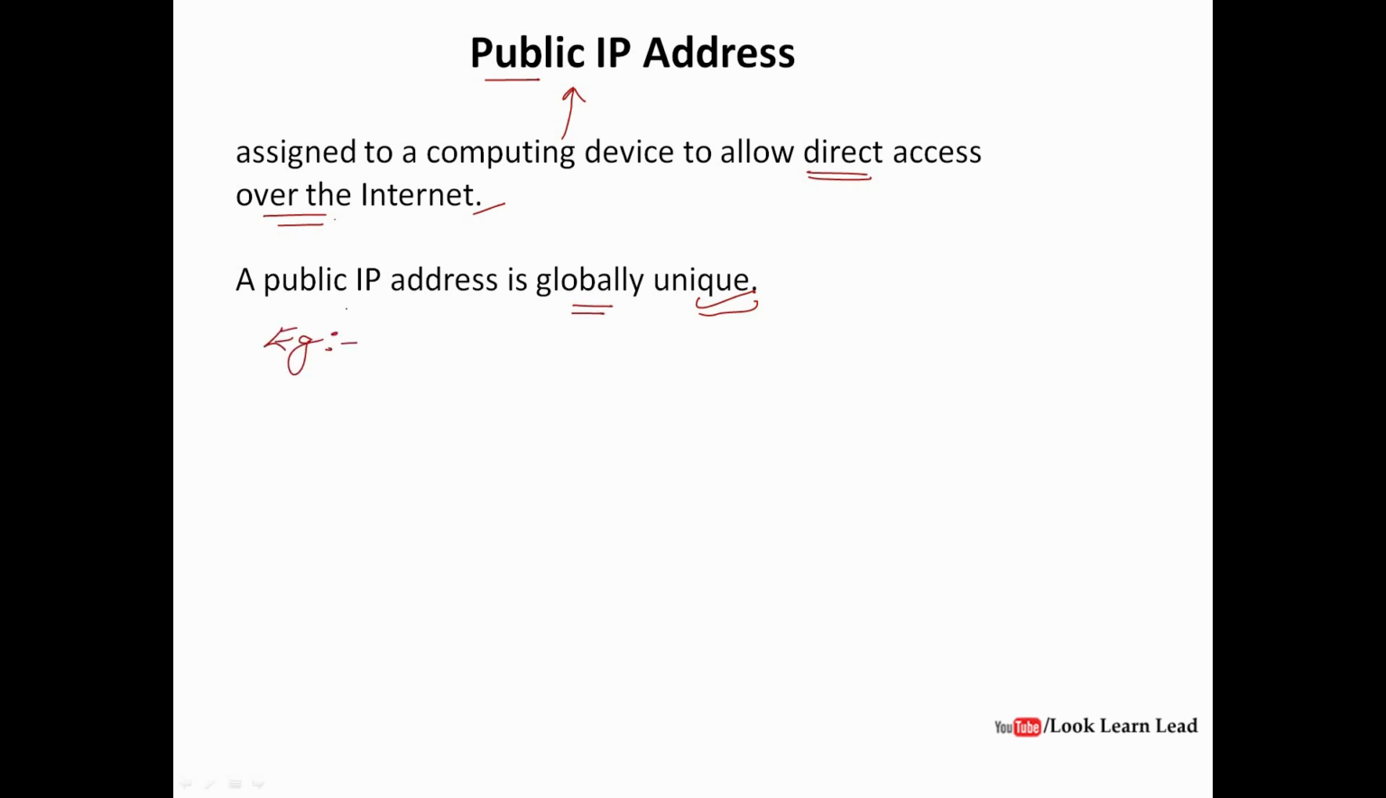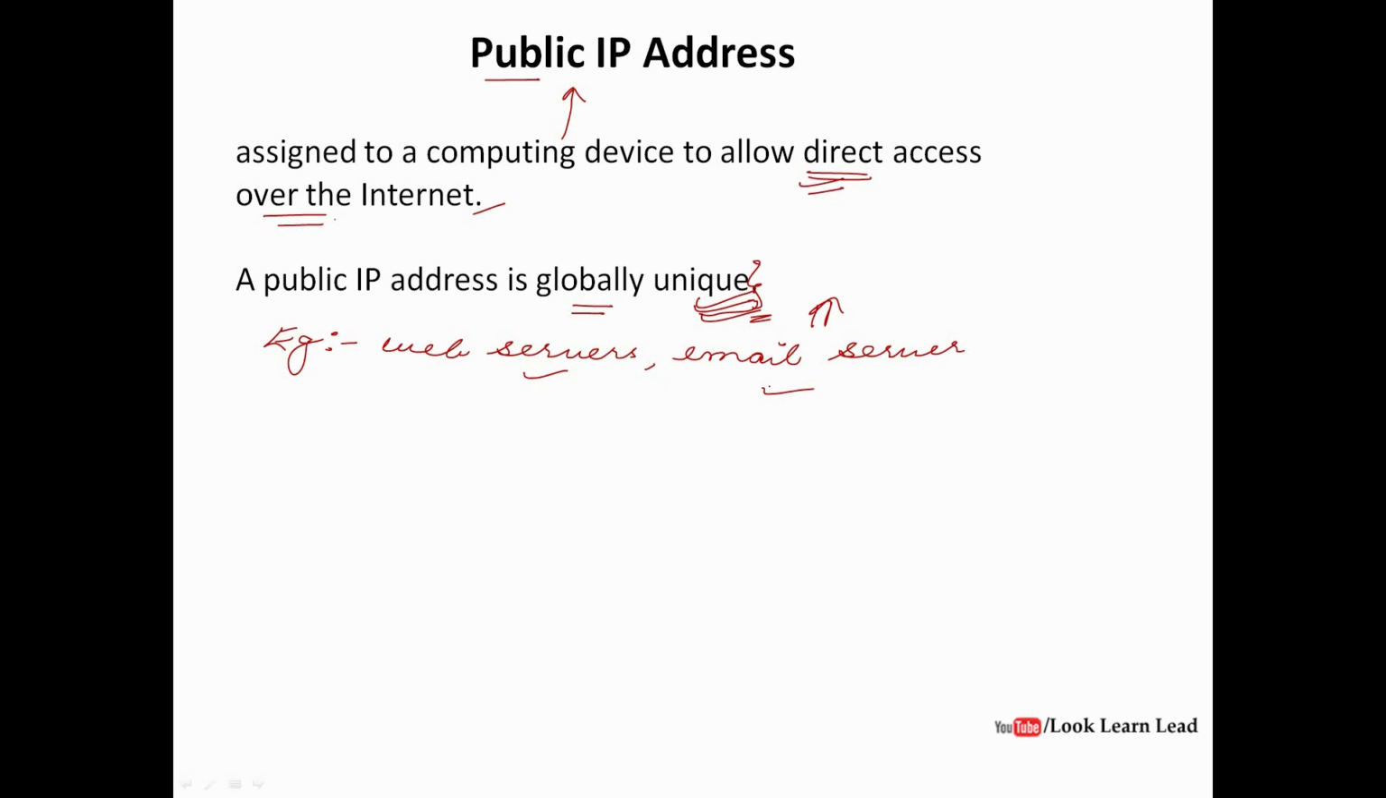Let's take the example of web servers and email servers, devices which are directly accessible from the internet. For example, the system I am using is not assigned a public IP address because it is not directly connected to the internet. It is connected via a router provided by the internet service provider. So web servers and email servers come in the category of public IP addresses. Remember, they are globally unique and allow direct access over the internet.